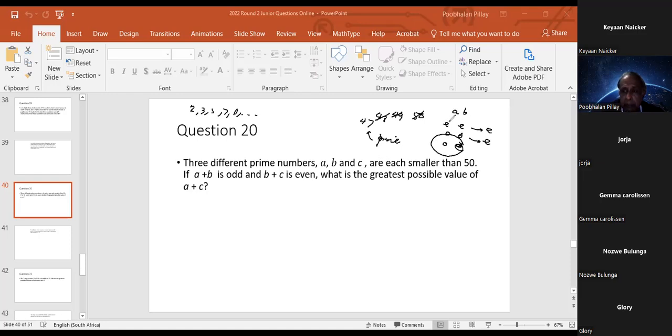So given A and B, one of them is odd and one of them is even. But we don't know which one is odd and which one is even. All you can say is one of them is odd and one of them is even. Okay, now let's go to B plus C. The sum there is even. So with B and C, you could have even, even, or odd, odd.